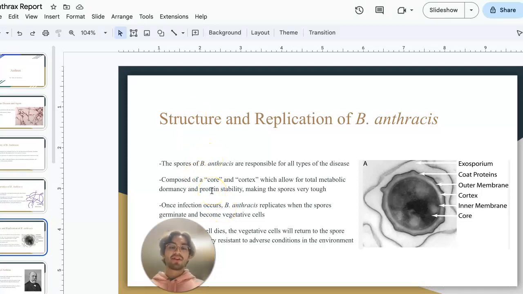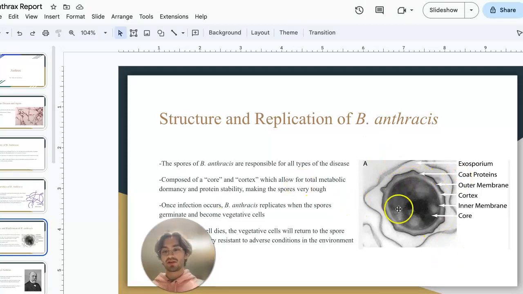Once they are infected into the host body, B. anthracis will replicate when the spores germinate and then become vegetative cells. When the host cell dies, the vegetative cells will return to the spore form, which are highly resistant and able to survive in the body for a great amount of time.